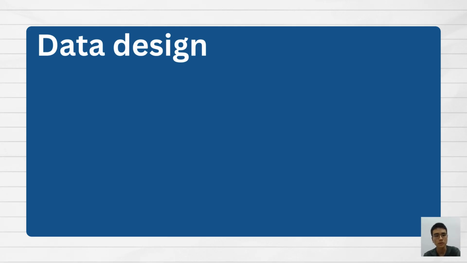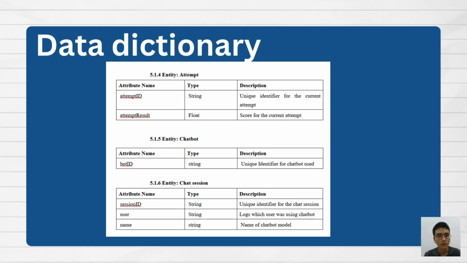The description describes the properties of the entity. Next, we have the data dictionary, which lists the attributes beneath each of the classes identified. For example, for the entity of attempt, we have the attributes attempt ID and attempt result. And then we also specify the type of data the attribute belongs to. For example, attempt ID is of type string, and its description is that it is a unique identifier for the current attempt in the quiz subsystem. All of this can be found in the attributes belonging to different classes in different subsystems as shown in the class diagram above. That's all.